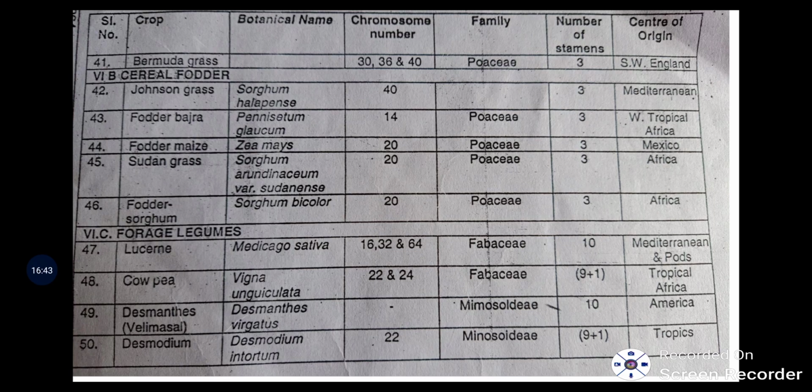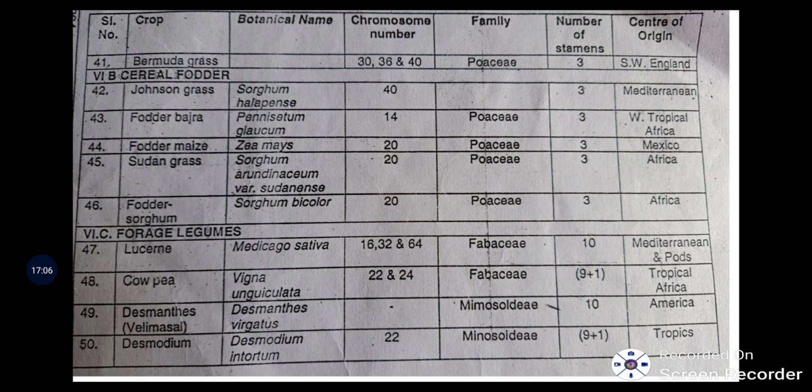Forage legumes, Lucerne. Lucerne is Medicago sativa, which has various chromosome numbers in different ploidy forms like 16, 32 and 64, which belongs to Fabaceae family and number of stamens is 10. Mediterranean countries is the origin of Lucerne.